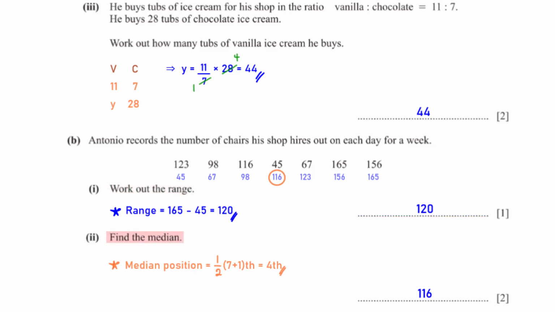Find the median. Before we get the median, we need to arrange the numbers in ascending order. To get the position of the median, we use the formula (n+1)/2, where n in this case is 7. This gives us 4. The number in the fourth position is 116.